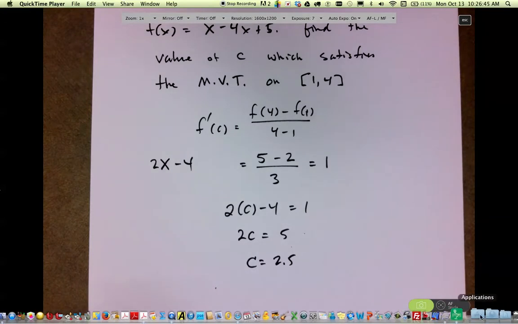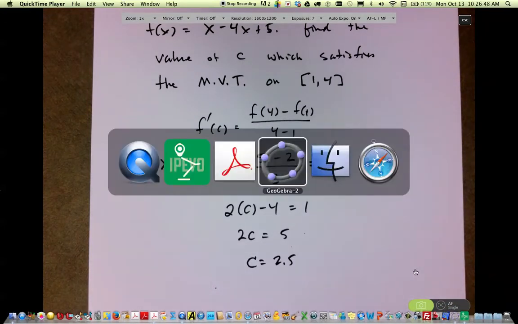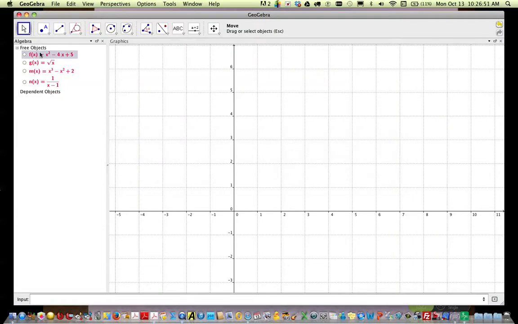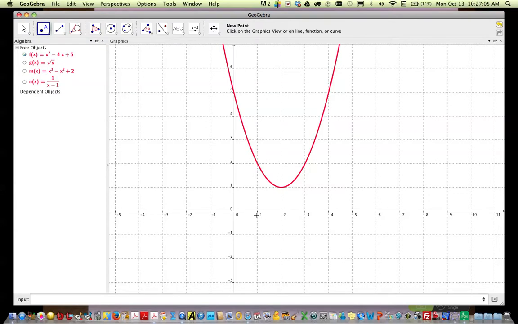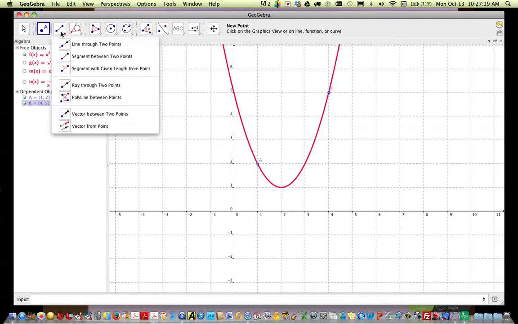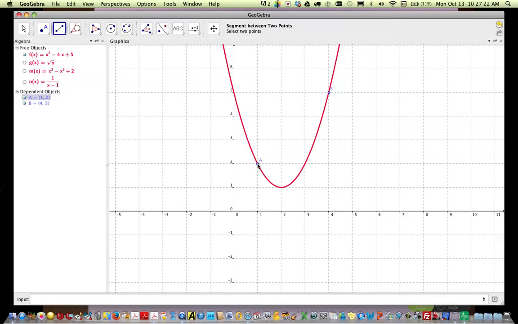All right, so let me show you graphically what this represents. Here's the graph of the function f of x equals x squared minus 4x plus 5. We're interested in what happens from 1 to 4, so I'm just going to grab a point and put it on the graph at x equals 1. And then I'm going to take another point and put it on the graph at x equals 4. Okay? And then I'm just going to connect those 2 points with a line segment. And so we get that.